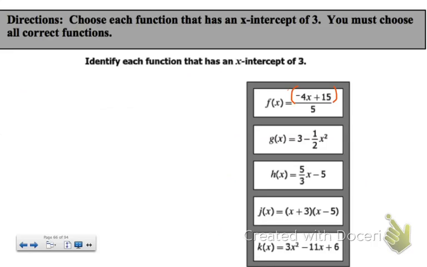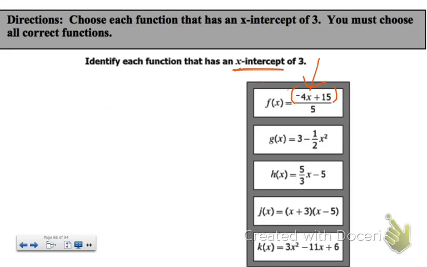Algebraically, if it's a linear function, we're trying to see if we make y 0, does it have an x-intercept of 3? If it's a quadratic, that's another way of saying, is 3 one of the solutions? Okay, so keep in mind x-intercepts. Some of these definitely have a y-intercept of 3, purposely there to confuse you.